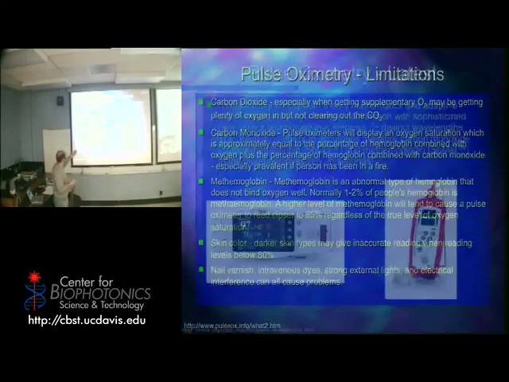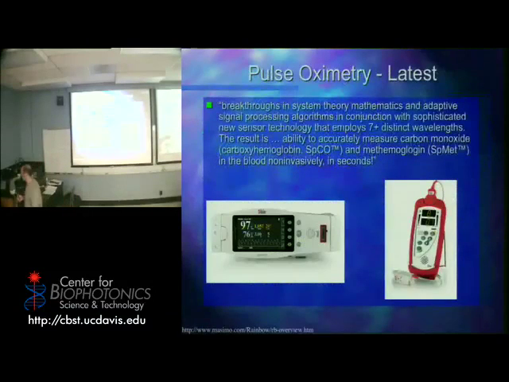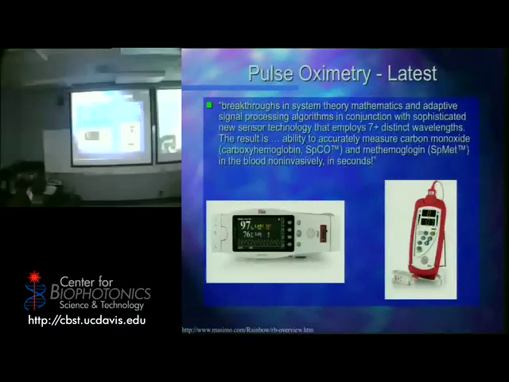So, here it is. That's the latest and greatest, one of them, at least this was the latest and greatest. You can see it's that company. This was their portable unit. This is their hospital unit. This employs 7+ distinct wavelengths. At some point they don't want to tell you, because it's their trade secret. But it can accurately measure carbon monoxide and methemoglobin in the blood non-invasively in seconds.